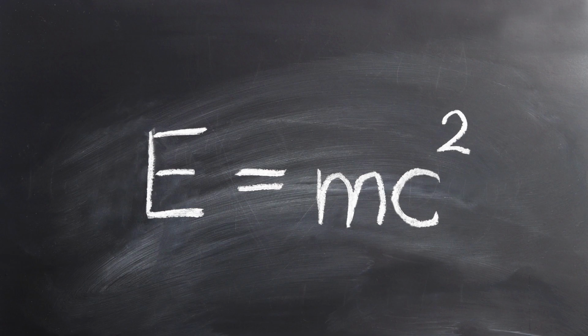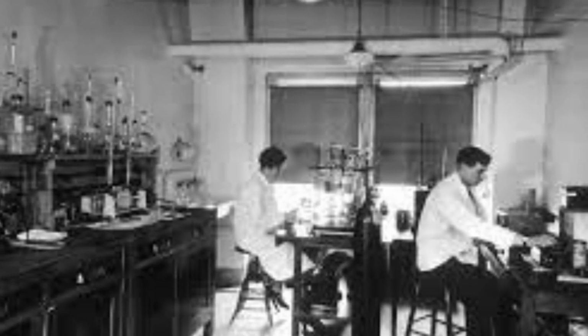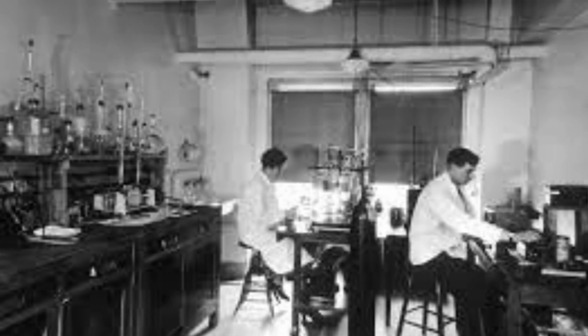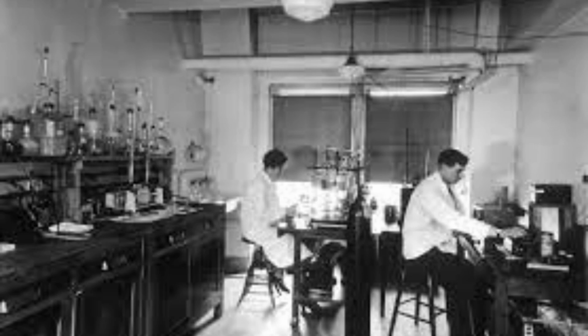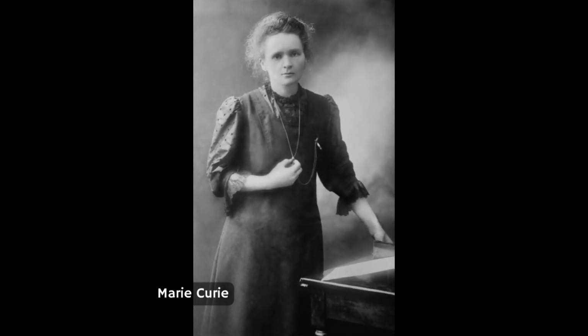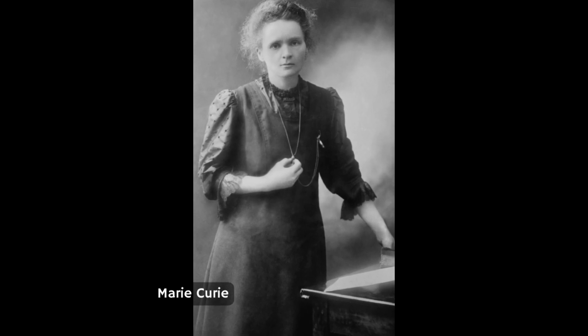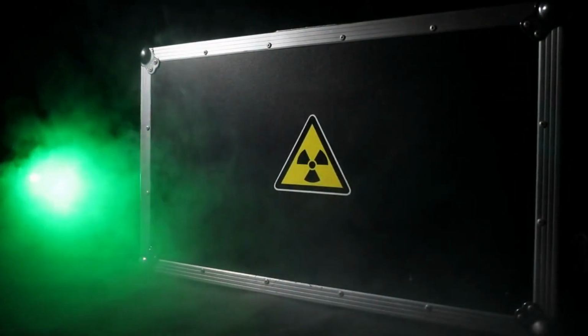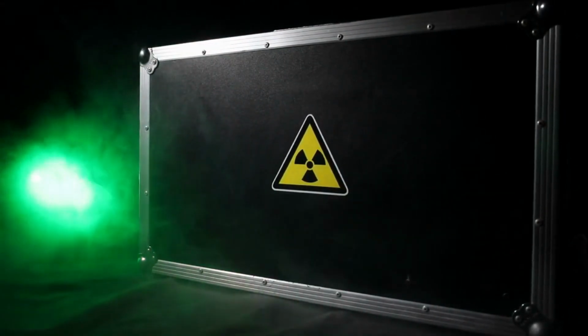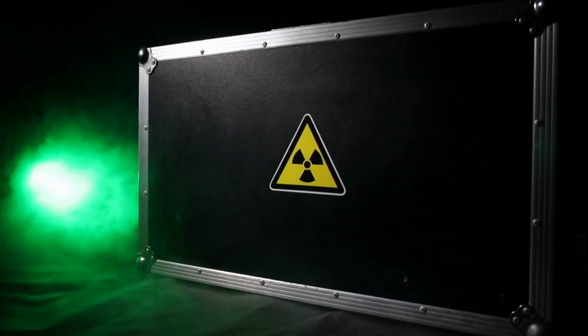To truly appreciate the groundbreaking nature of Einstein's E equals mc², we need to step back and understand the broader context of early 20th century physics. It was a time of incredible scientific exploration and innovation. The early 1900s were marked by the presence of brilliant minds in the world of physics. Pioneers like Max Planck, Marie Curie, and others were exploring the frontiers of the atomic world and radiation. Their work was changing our understanding of the fundamental building blocks of the universe.